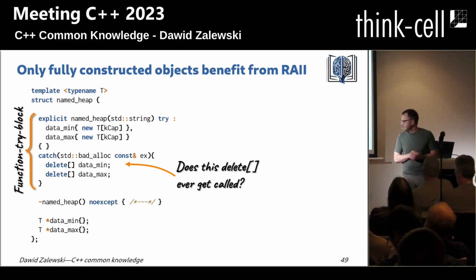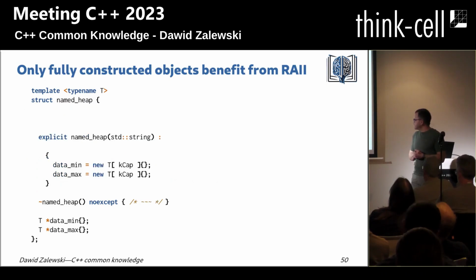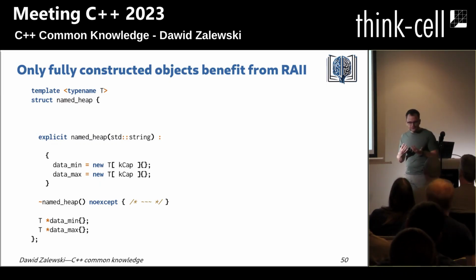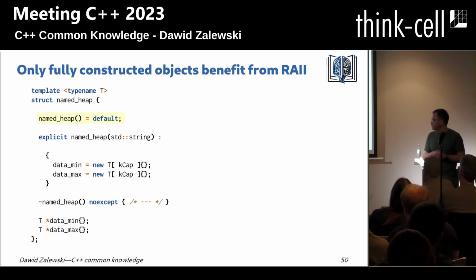What's the solution to the problem? Well, the solution is actually quite easy. If you look at it and apply the rule that the destructor is called for every fully constructed object, you might come up with something like this. Let's make a default constructor that does absolutely nothing. It will actually use the default initializers that initialize datamin and datamax to null pointers, and let's delegate the job to it in our real constructor. And this will magically work, actually.